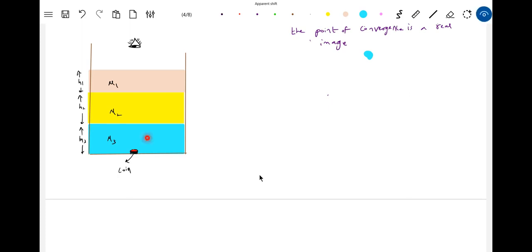Multiple layers are there. Earlier there was only one layer, no? Now there are multiple layers. Then what conditions will come? Then the apparent depth from here is what we will measure. The apparent depth should be equal to the apparent depth offered by the individual layers. So due to this layer, h1 by mu1, due to this layer h2 by mu2, h3 by mu3. Add up the apparent depth due to the individual layers.